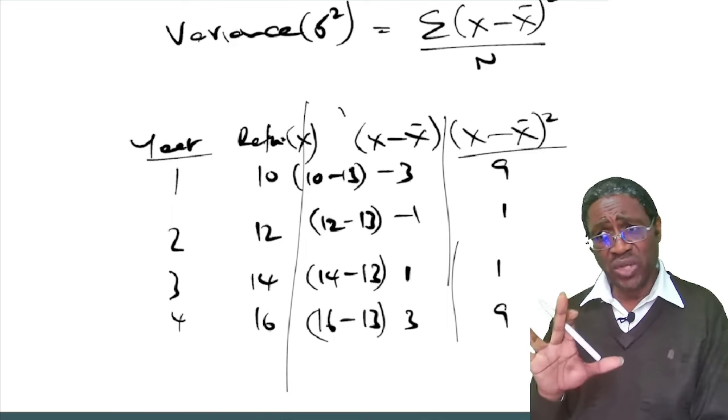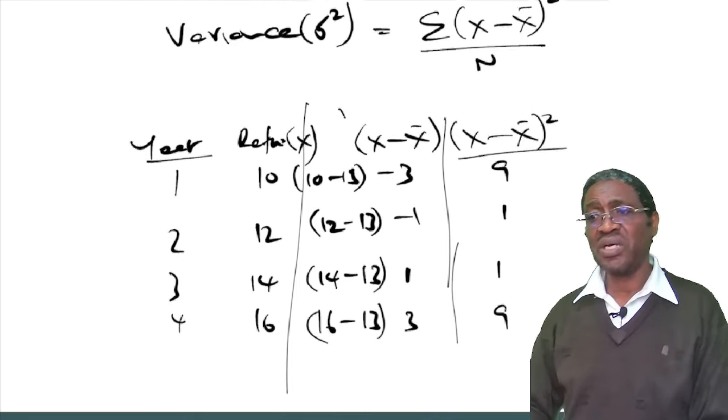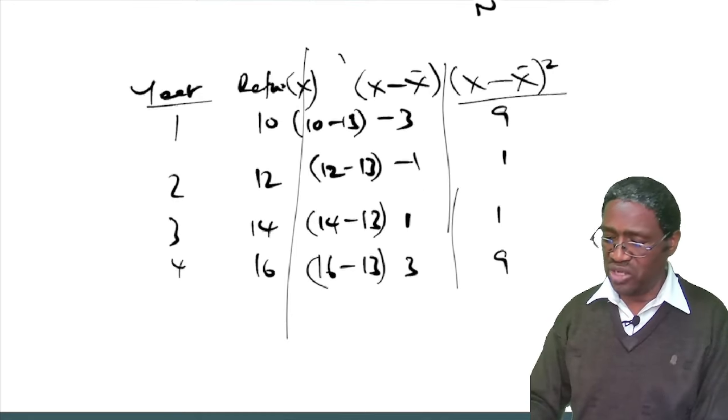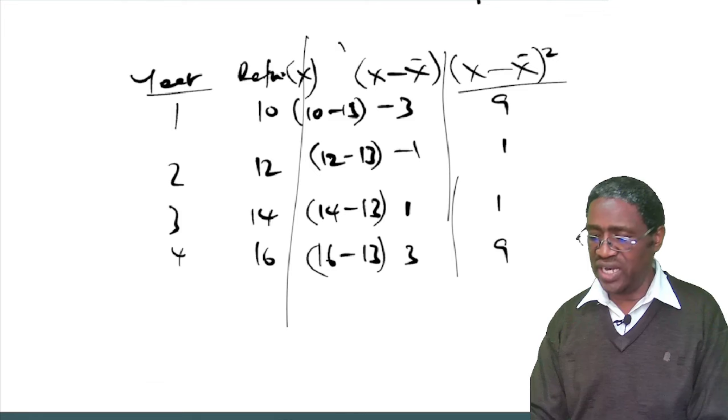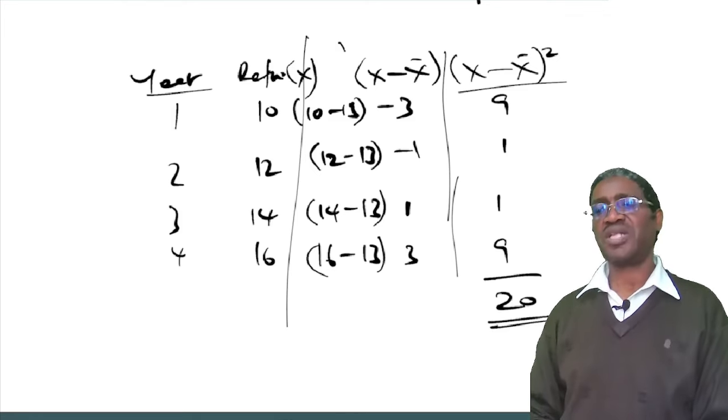Then once you do that, you get the sum of those deviations squared. This is 9, 10, 11, 20. So I get the sum of the squared deviations, that is 20.